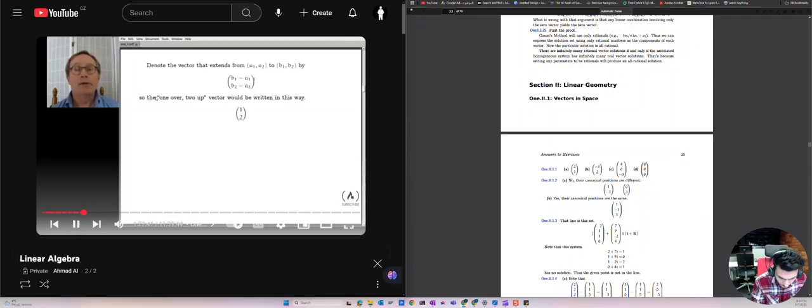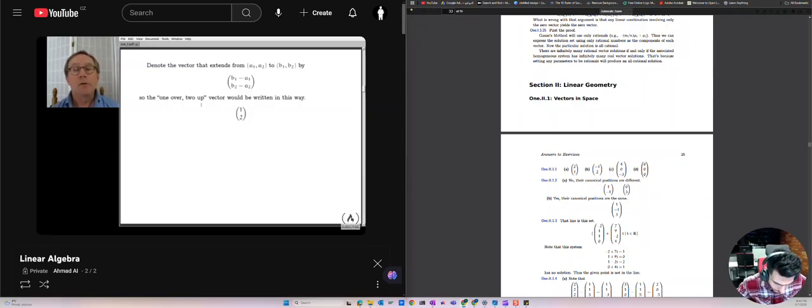And the end point, and then do the subtraction. B1 minus A1 is the difference in the x direction. B2 minus A2 is the difference in the y direction. So for example, a 1 over 2 up vector is written as 1, 2.